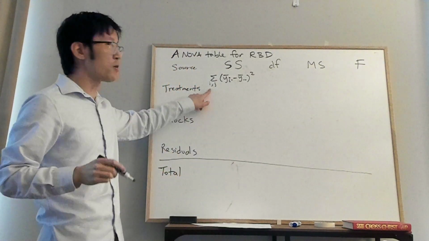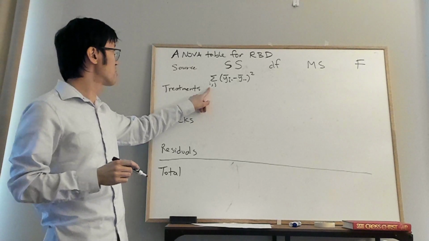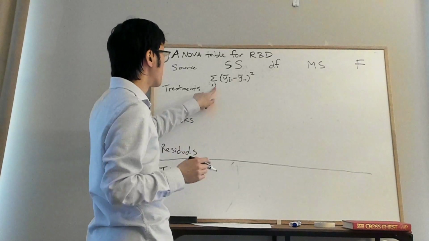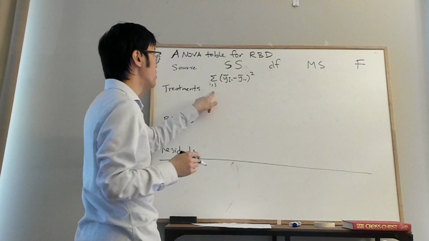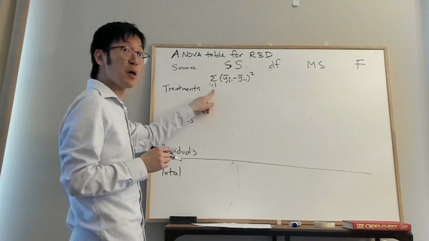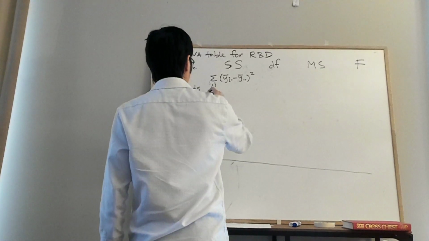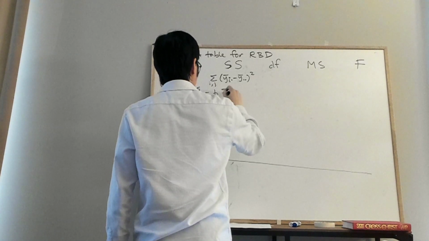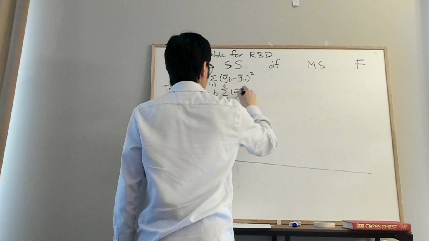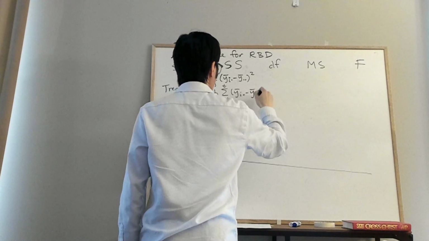I'm writing it here as just a condensed double summation with both i and j. But we know that we can sum over j because there's no j in here. So this sum does appear b times, for the number of blocks. So it can also be written simply as b times the summation over the treatments, like so.